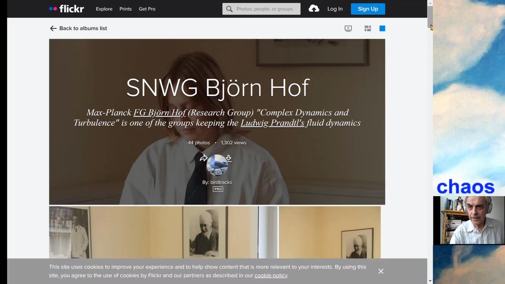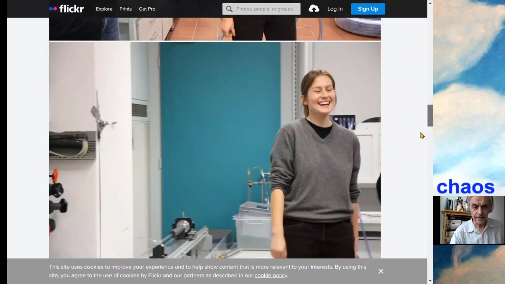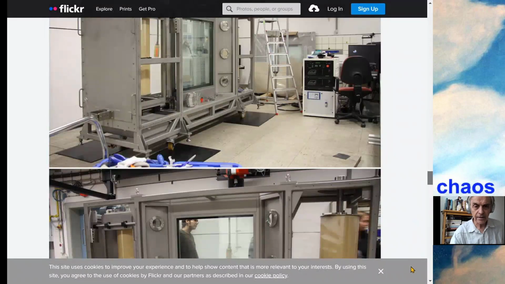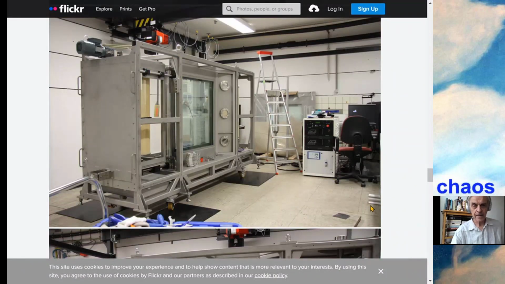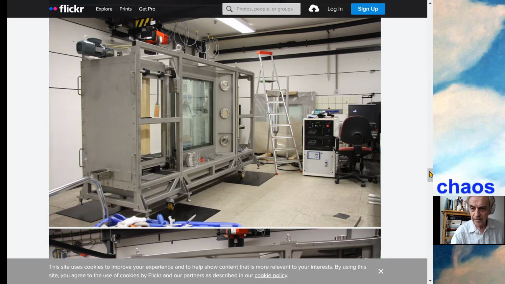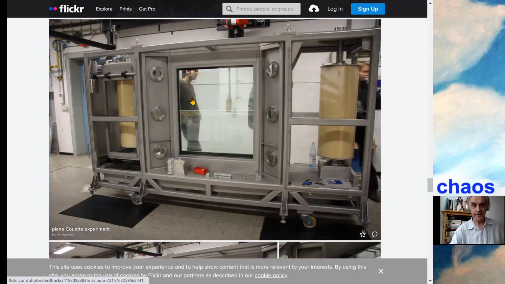So this is in Göttingen, and it's moved to Vienna since. So here is the experiment. This is a pretty big machine. I'll show you a human. So this is Mark, my friend, leaning on the experiment.